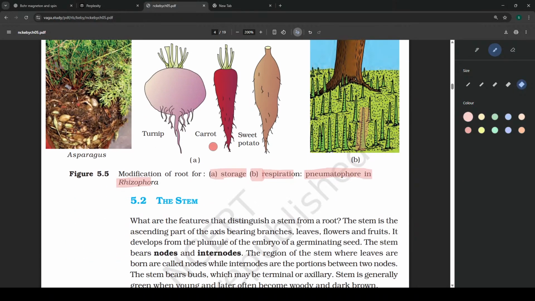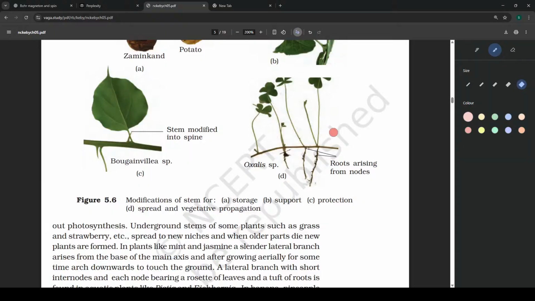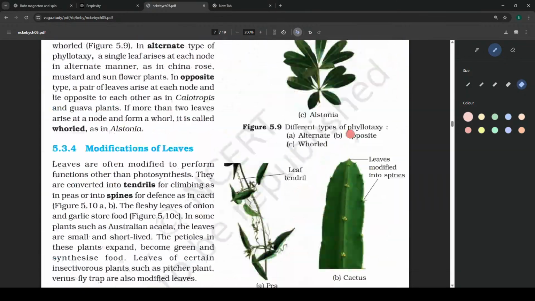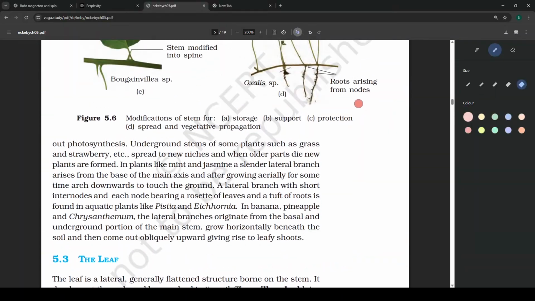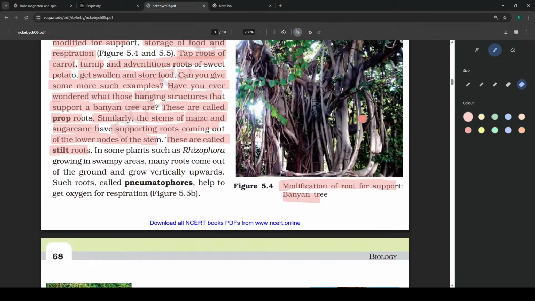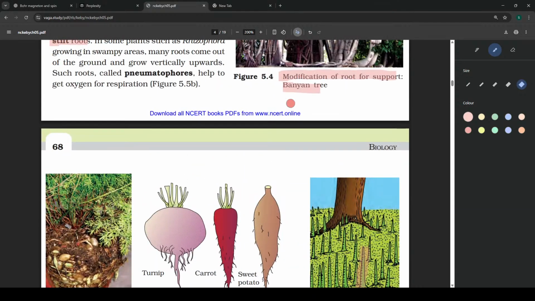I believe there was a diagram. It seems there isn't a diagram. Fine.